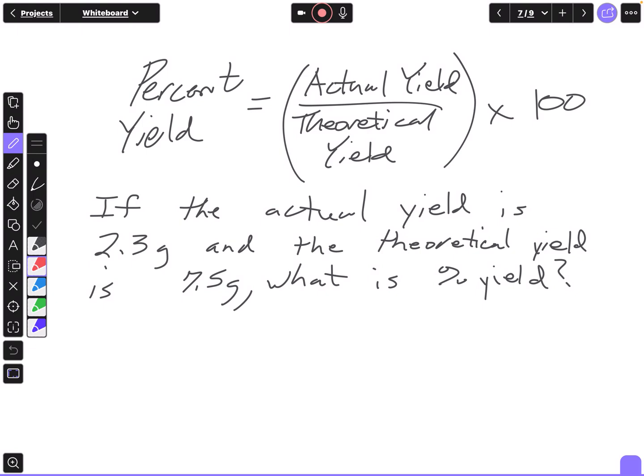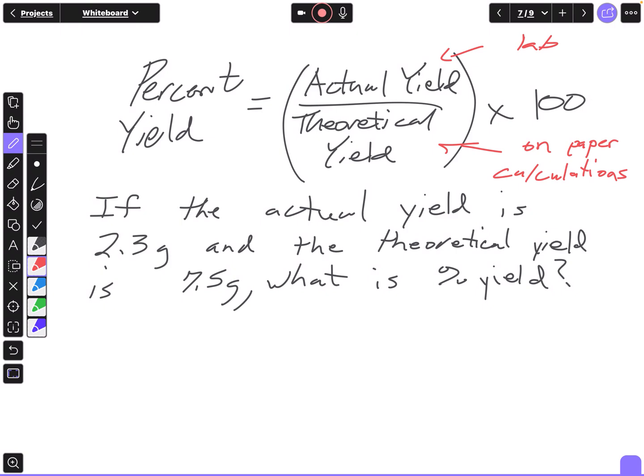My actual yield is what I get when I actually do the experiment in the lab. My theoretical yield is what I calculate on paper. That's why it's in theory. That's how much I should get. And these are, on paper, calculations. So these stoichiometry problems we've done, if we're calculating the mass of a product, we're finding the theoretical yield of it that should be produced.